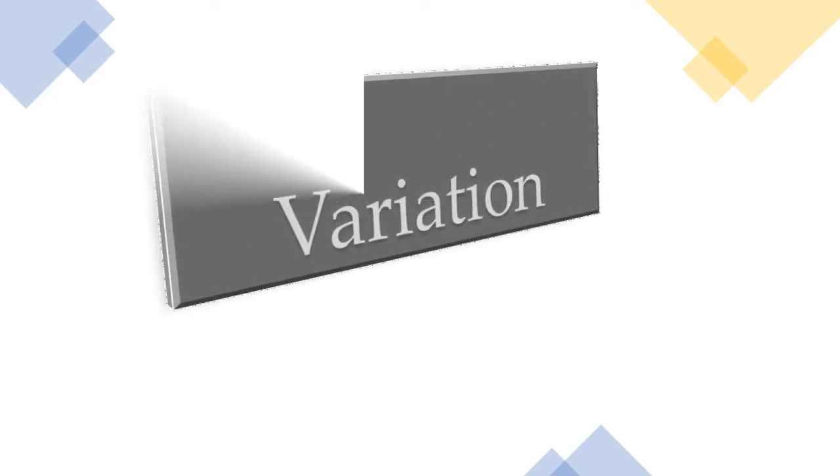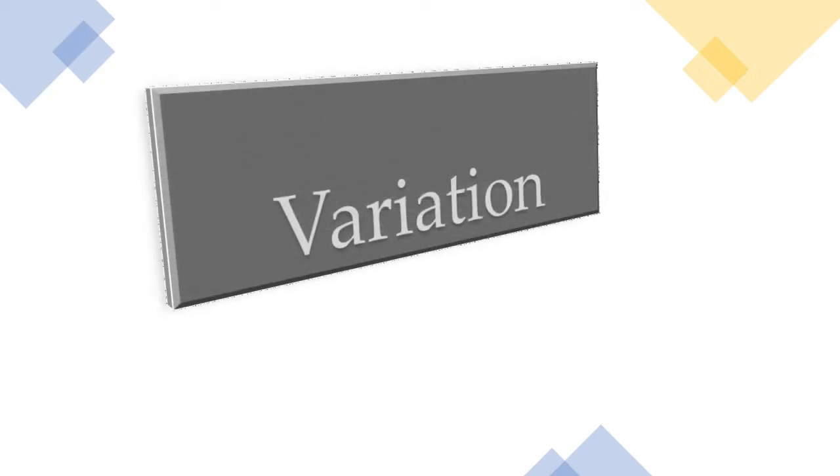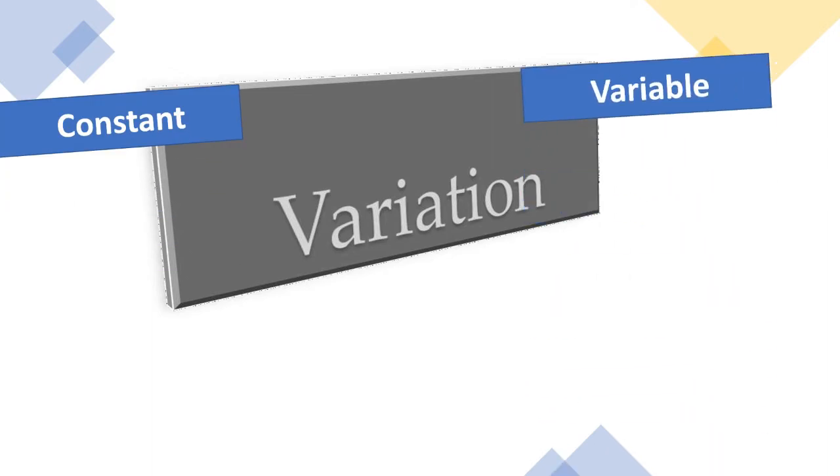Hello everyone. Today we're going to discuss variation. Now if you want to understand the word variation, you should know the two important terms related to this topic. The first one is the word constant and the second one is variable. So it is important to know how they differ from one another.